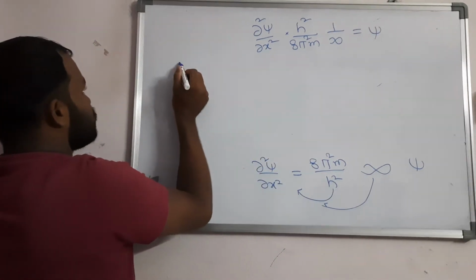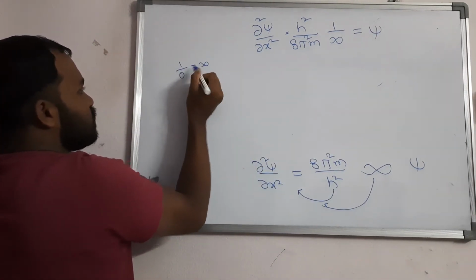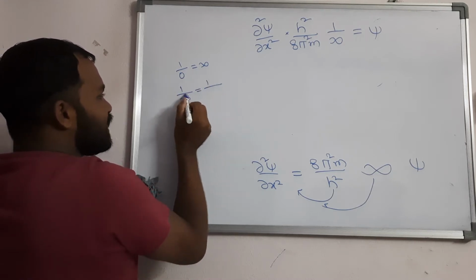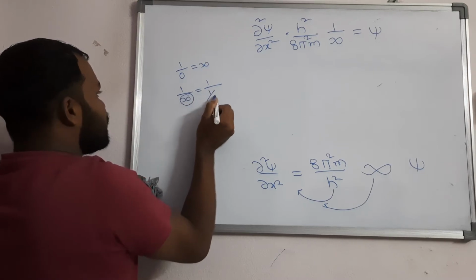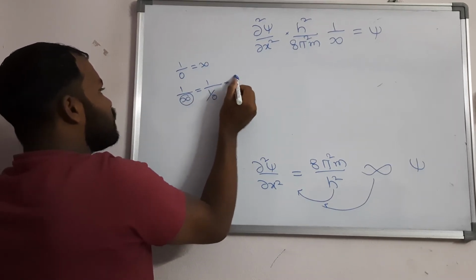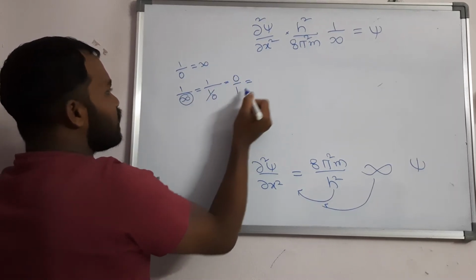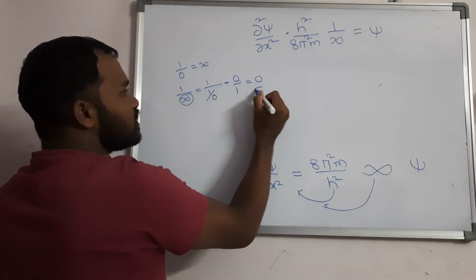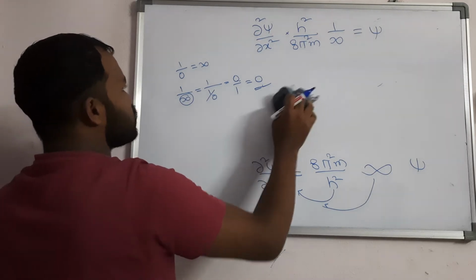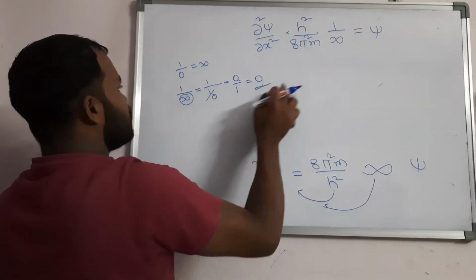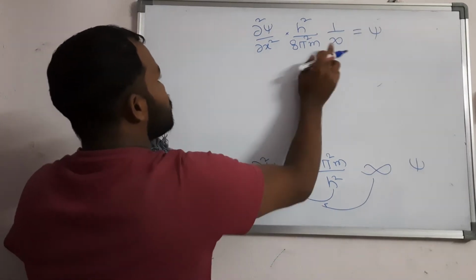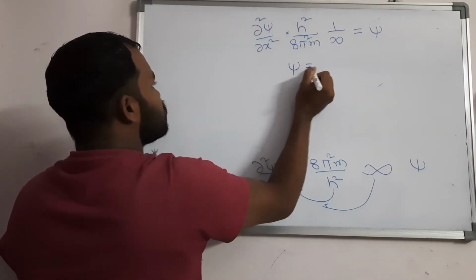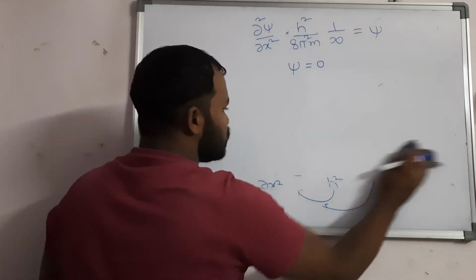So 1 by 0 is infinity. So 1 by infinity means what? 1 by infinity means 0 by 1 you got. So 0 by 1 is what? 0. 0 by something is 0. So that means the 1 by infinity value is 0, and 0 into something is 0. So in total you got 0. So that means psi is equal to 0 you got.